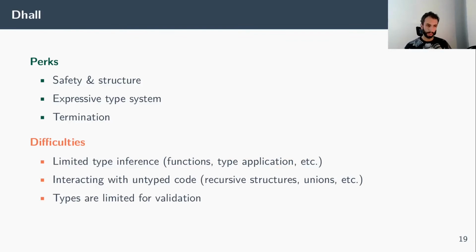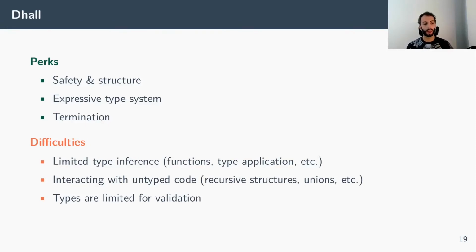And to wrap up, Dhall brings safety and structure, basically a type system over basic Nix, and it solves a lot of error reporting problems. It's a particularly expressive type system, and it enforces termination. However, because of the power of the type system, type inference is limited. In particular, you have to annotate function arguments, and you have to do type application and abstraction, that is, things linked to polymorphism or generic code, explicitly.